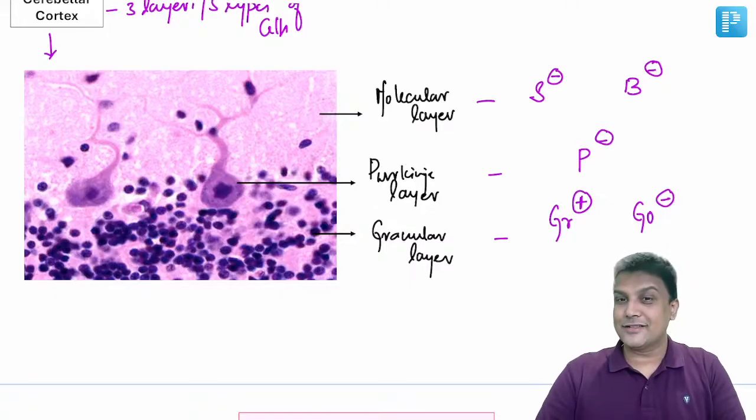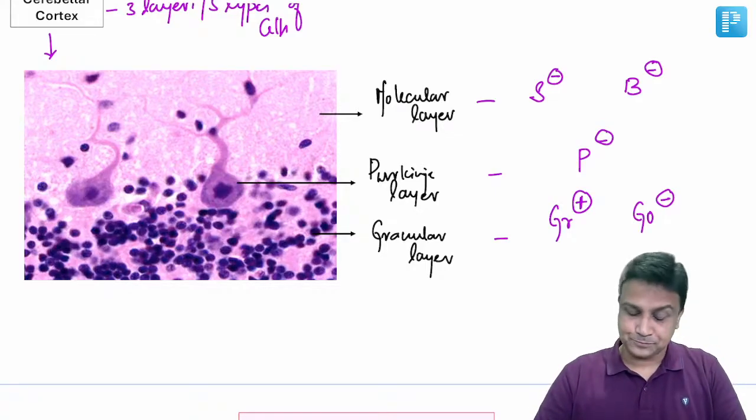So from here we can say that cerebellar cortex is actually the largest collection of inhibitory neurons. All the neurons will be inhibitory only for the granular cell. Granular cells will be excitatory.